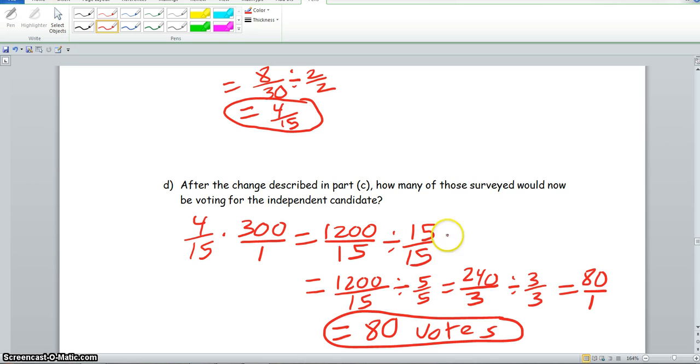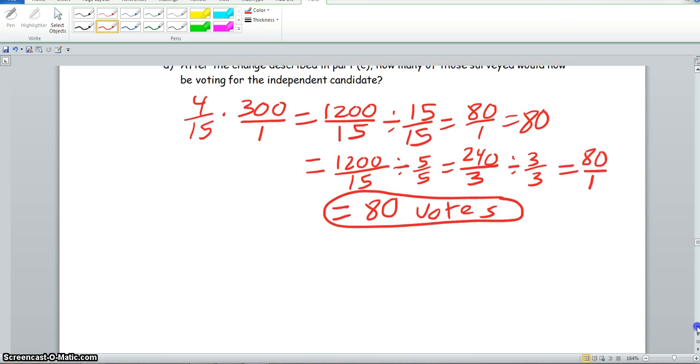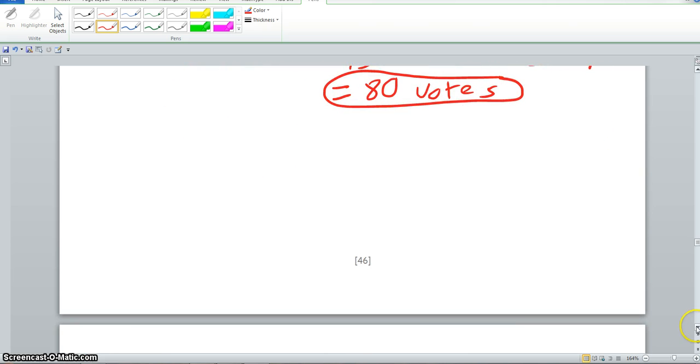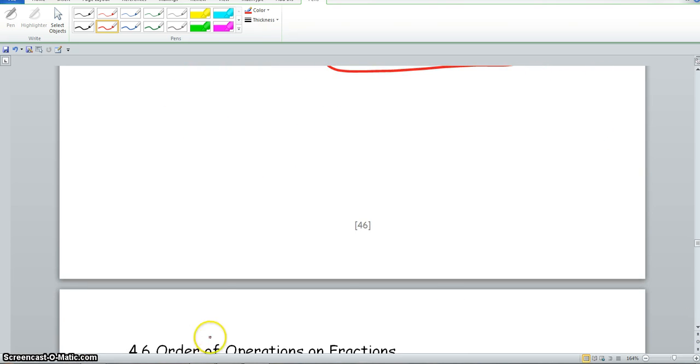Now, if you went back up here and divided by 15, it still would just give you 80 over 1, which is still just 80. And that is your final answer for D. And we're done.